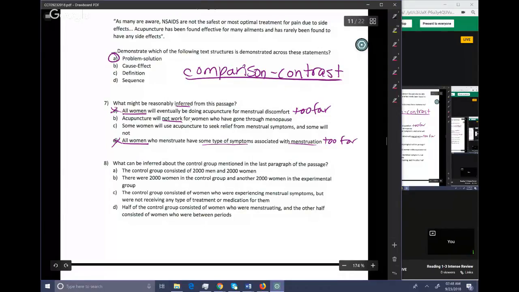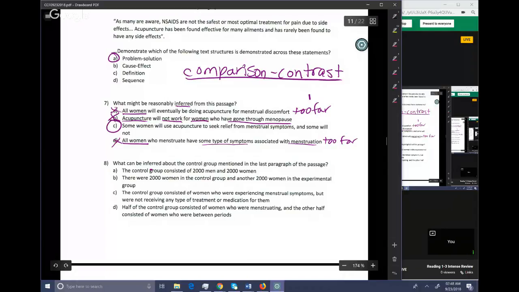Acupuncture will not work for women who have gone through menopause. At first glance, that might seem like, well, yeah, because it's for menstrual. But it says acupuncture will not work. They could have acupuncture for back pain, and it would have nothing to do with the fact that they had gone through menopause. So B is off topic, but you cannot say, oh, acupuncture won't work for you if you've gone through menopause, because acupuncture is not just a treatment for period symptoms.